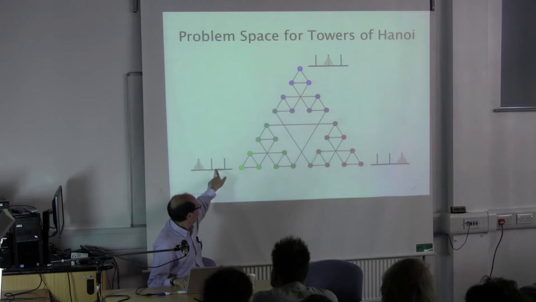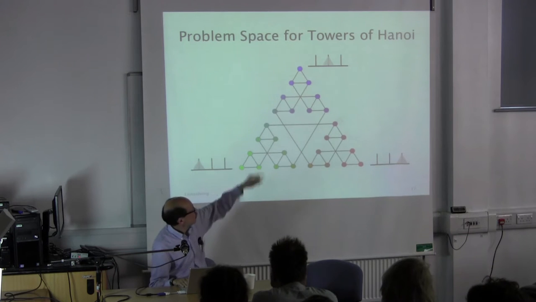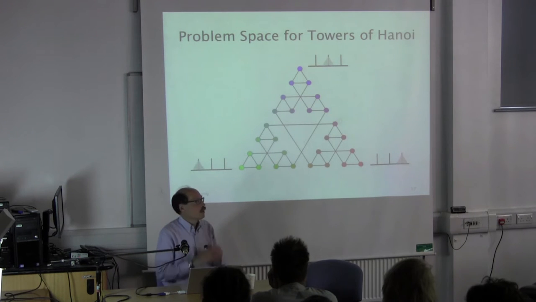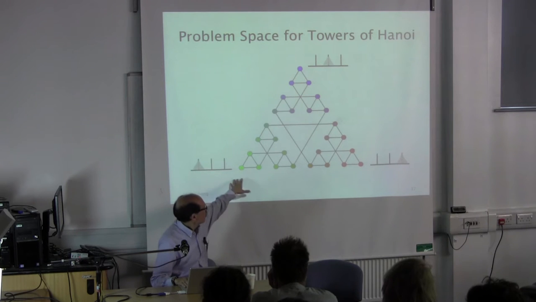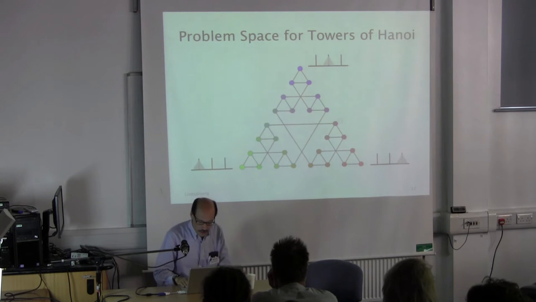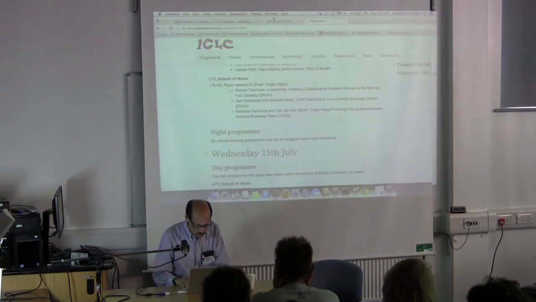So the start state has been set up over here in the lower left corner. The goal state is the lower right. And then there's this intermediate state, which is notable because it's very much like the other two, but it has all of the disks piled up in the middle. And these states anchor this graph that's laid out in a particular way that I'll talk about later. And let me see if I can now bring up the demo here.